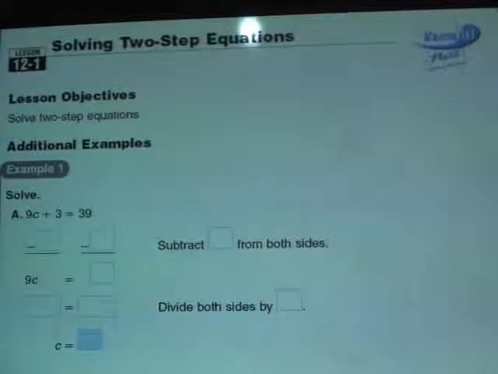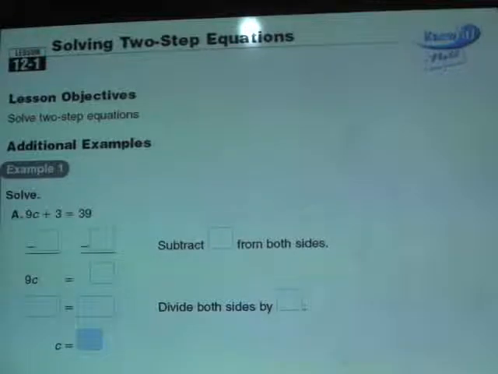Chapter 12, Section 1 in the 7th grade book is entitled Solving Two-Step Equations. So we've moved on from basic one-step equations, one variable, one number, into solving two-step equations now, where we're going to have two numbers on that left side to deal with.